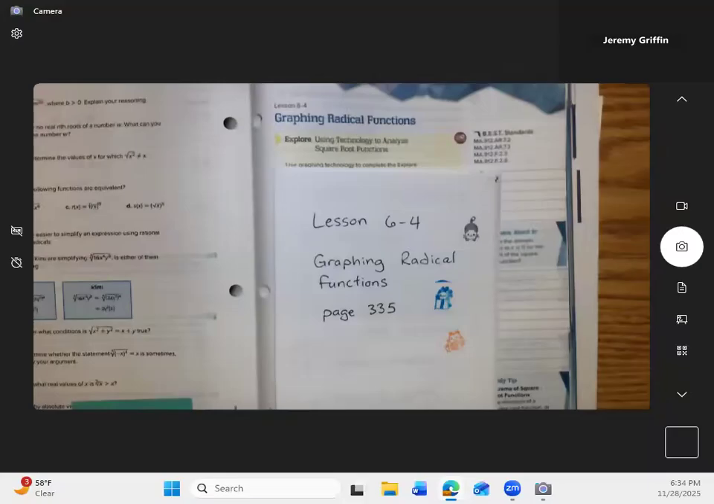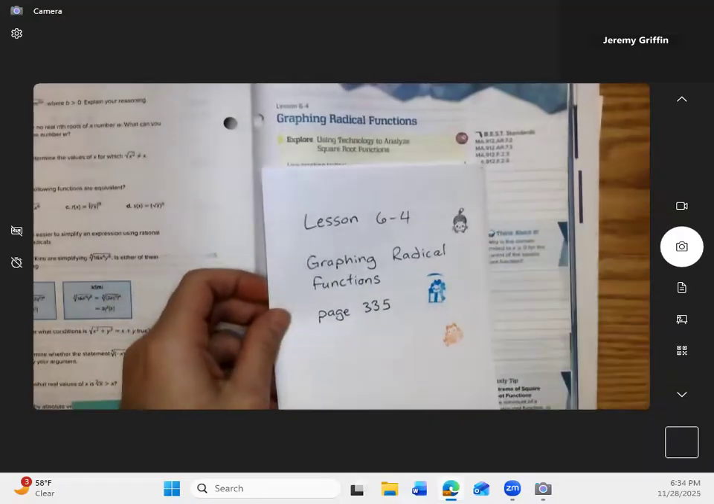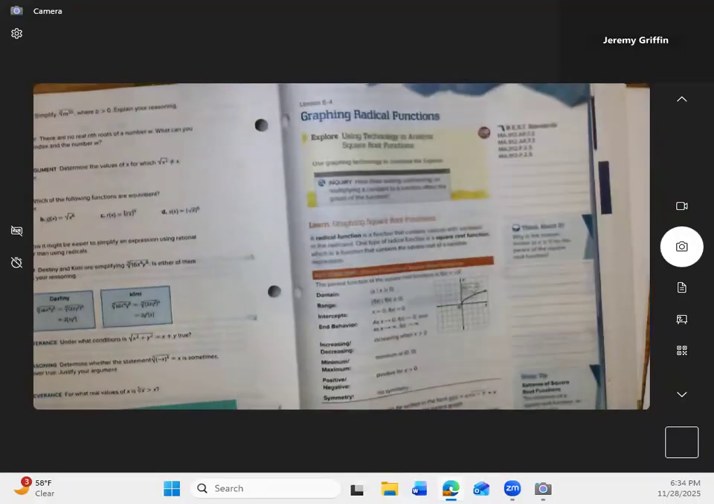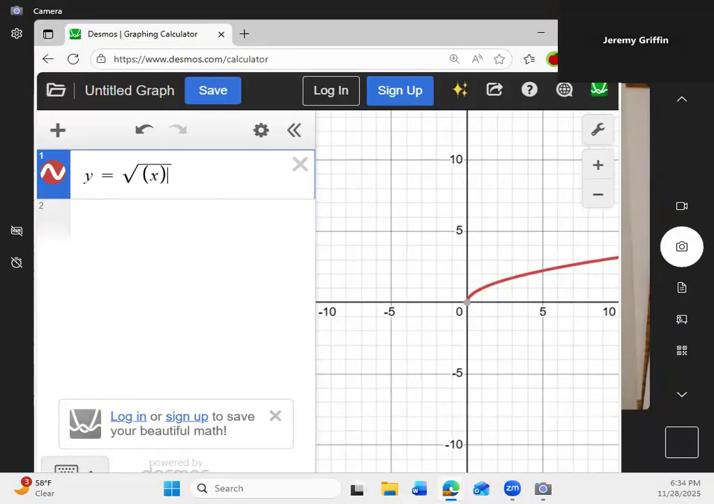Lesson 6-4, graphing radical functions. So we're going to make a lot of graphs. The radicals mostly focus on two kinds of functions, which are square roots and cube roots. So here to show you a blown up version of that, I have this queued up on Desmos. Let's look at some basic shapes here.